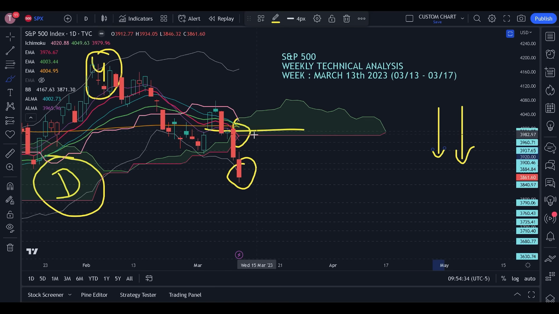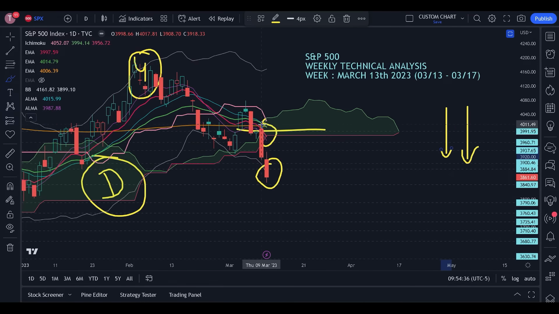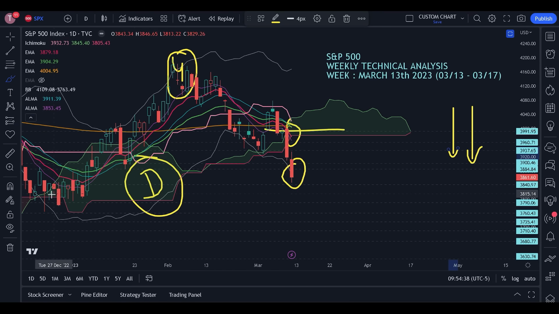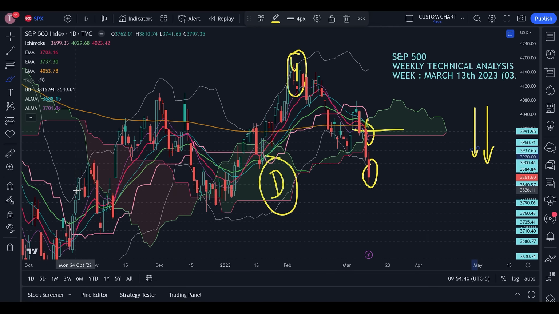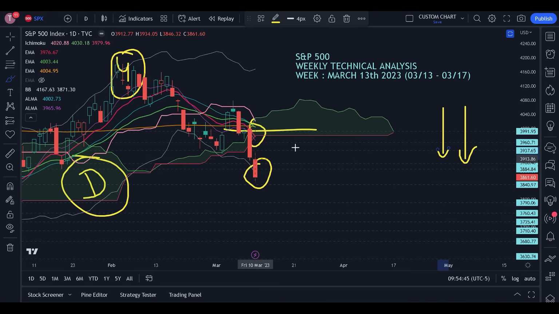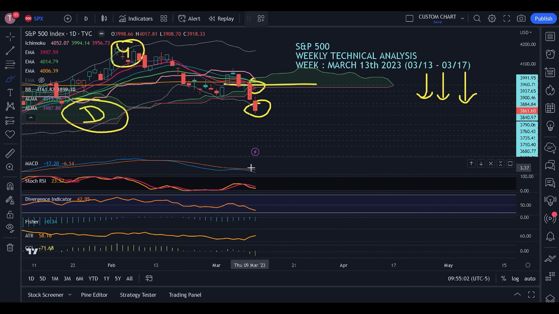Then comes the Ichimoku cloud. Historically, after November 2022, this was December, on the daily chart this is the first time in March 2023 that we are seeing a breach of the Ichimoku cloud. So finally the S&P 500 has closed below the Ichimoku cloud. It is bearish. Now let's talk about some of the technical indicators.